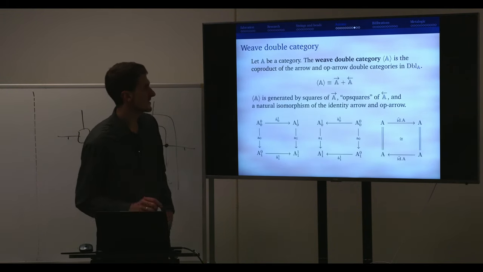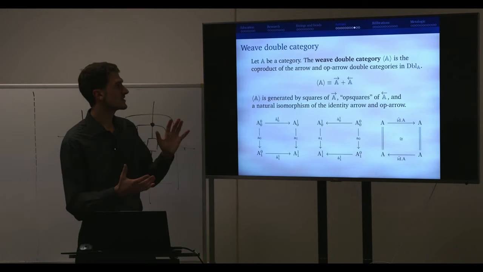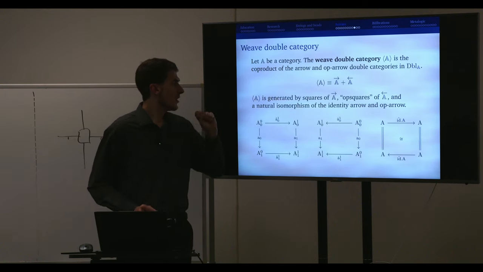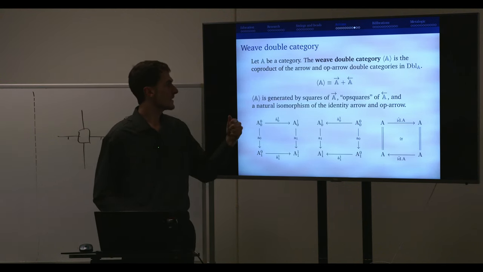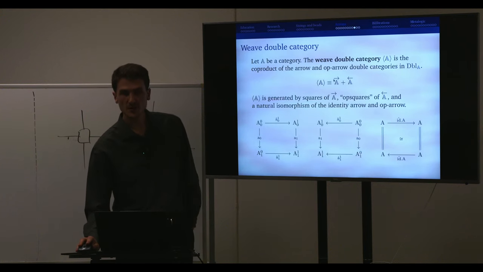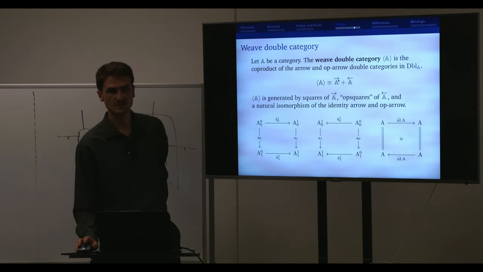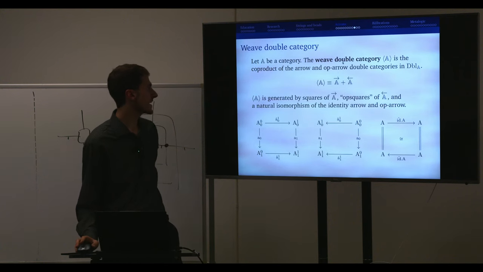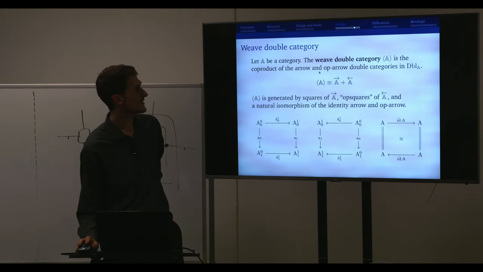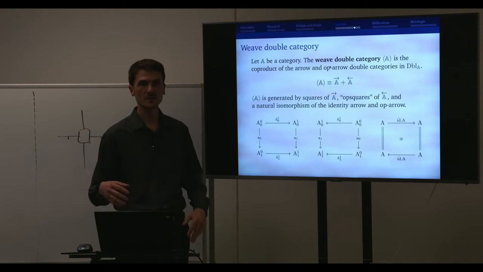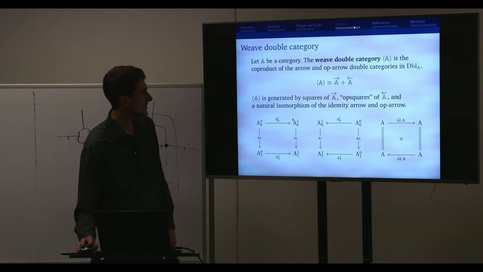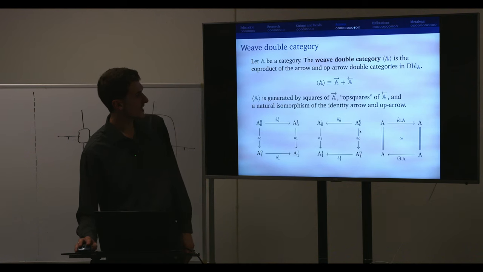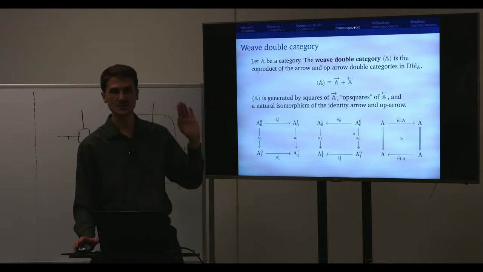So that's the key to the whole construction. The structure that we really want to consider is essentially the union of the arrow double category with its opposite. What I'm calling the weave double category is the coproduct of the arrow and the op-arrow double categories in the 2-category of double categories on A. So this structure is generated by squares of the arrow double category and then squares of the op-arrow double category, which are exactly the same but just mirror image.